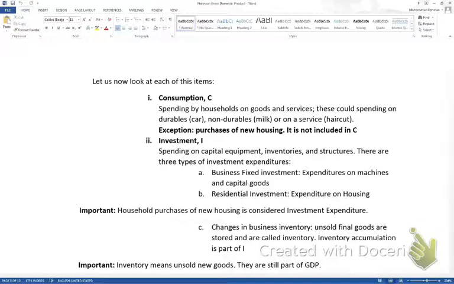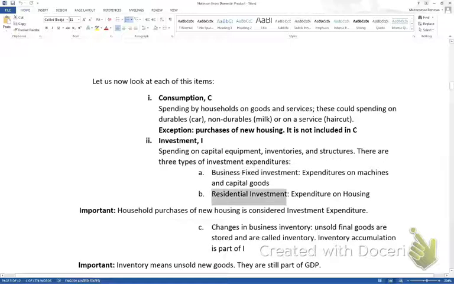The next expenditure is called investment, probably the most important macroeconomic concept from a macro perspective. Investment is the spending on capital, equipment, inventories, and structures by firms. They are called investment expenditures because they are made by firms. When we think about where firms spend their money, we realize they spend it on basically three things. First is business fixed investment, which is expenditure on machines and capital goods, the stuff that they use in the production process.